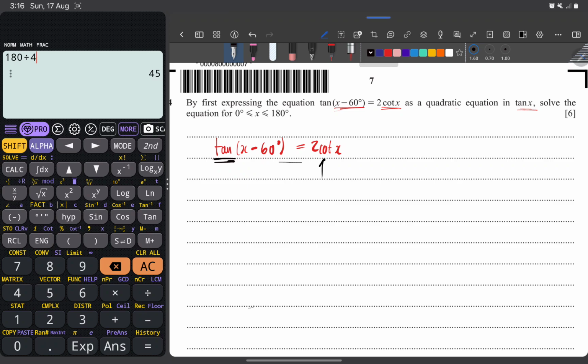But then you have to know the cot, because you have to know that cot is 1 over tan. So we're going to change this cot to be 2 times 1 over tan. So let's do that for the right hand side. And then for the left hand side, we are going to expand the way we expand tan. All right, so let's go to our MF19 first and see how we actually expand the tan.